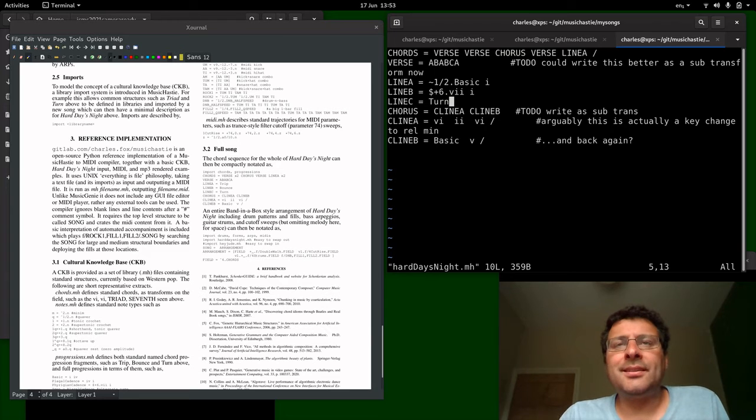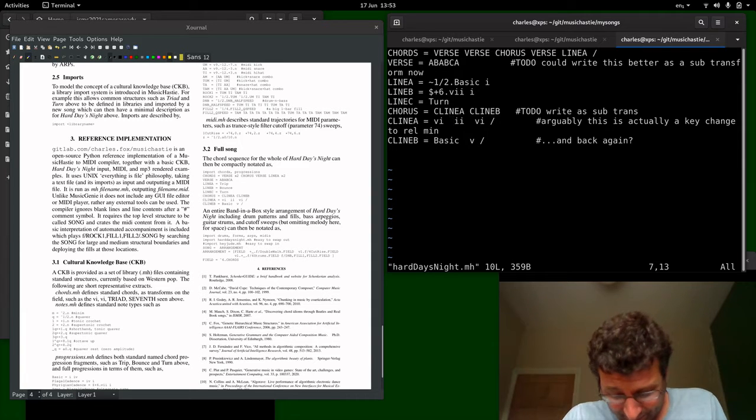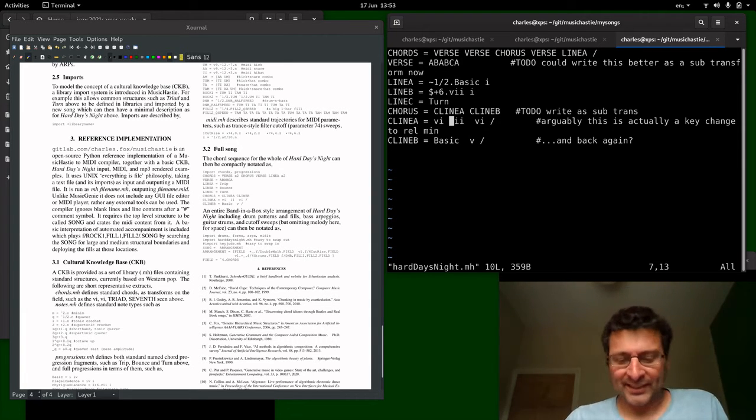Many of the lines are just composed of these standard components, such as a turn or a basic progression. Some of them are novel, and we have to define them here. Once they're defined here, we could then use them again in another composition. We could say, oh, that's just the 3rd line of Hard Day's Night, and it acquires a new name.